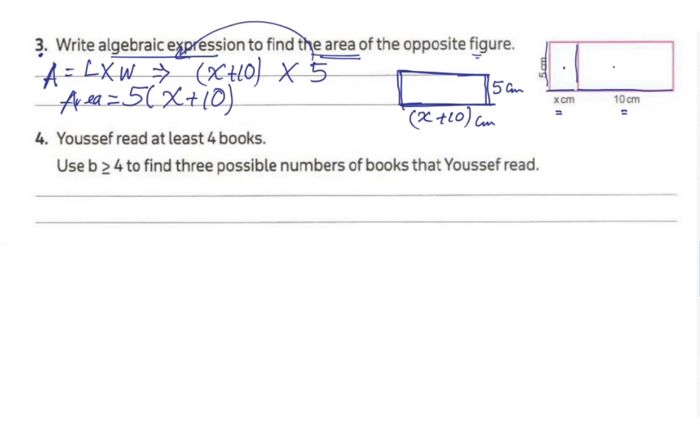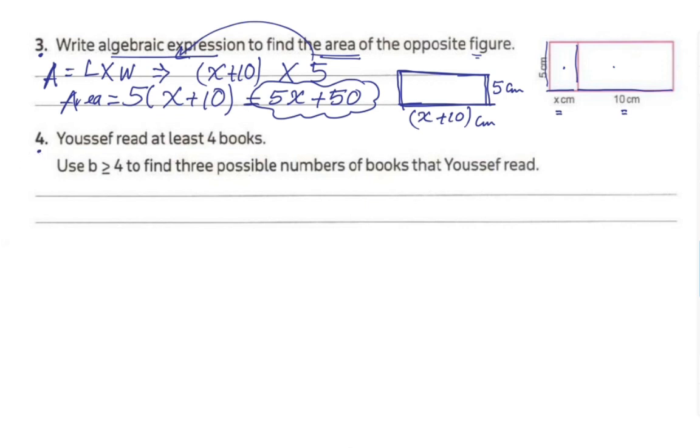Maybe there is no need, but it's better to simplify it. I can write it as 5 times x plus 5 times 10. 5 times x equals 5x. 5 times 10 equals 50. So this expression is the area expression of this figure.